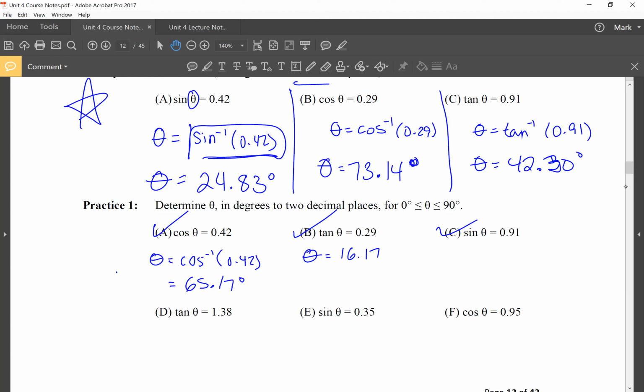Oh, I guess I should write my working, shouldn't I? Hold on, let me write down what I did. So I did tan inverse of 0.29, you'll get 16.17. And then the last one, sine inverse of 0.91, 65.51.